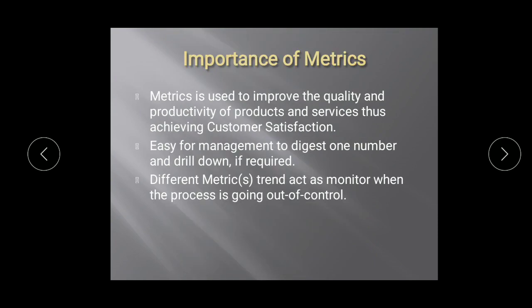So next is importance of metrics. When we talk about metrics, metrics are used to improve the quality and the productivity of the products and services, thus achieving the ultimate goal, which is customer satisfaction. At the end, all this is done for customer satisfaction. It is easy for management to digest one number and drill down if required. So it is easy to digest that we have a certain number of values and we need to solve those problems as well. Different metrics trends act as a monitor when the process is going out of control.